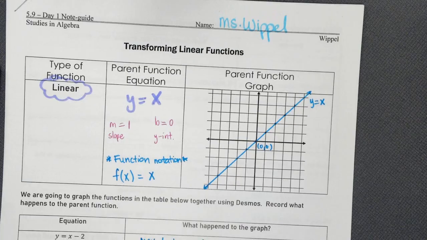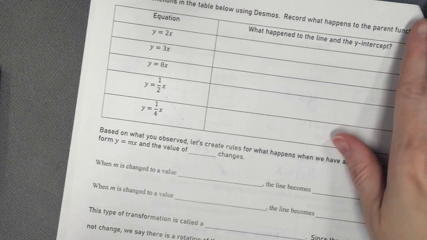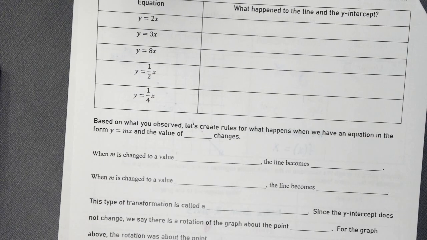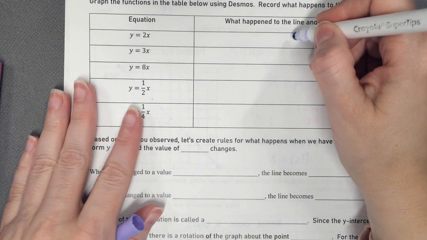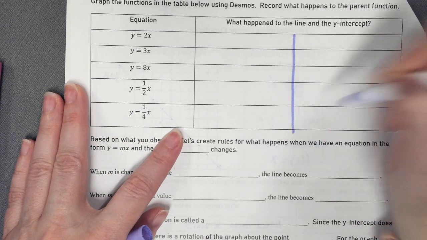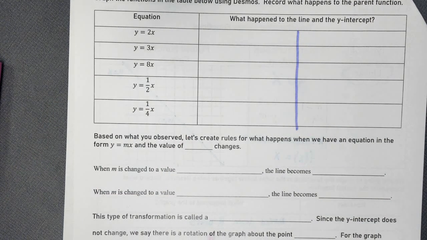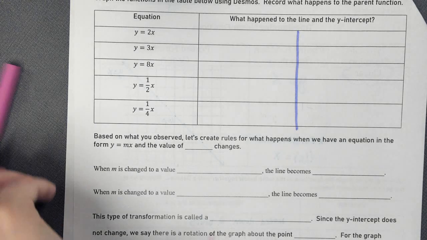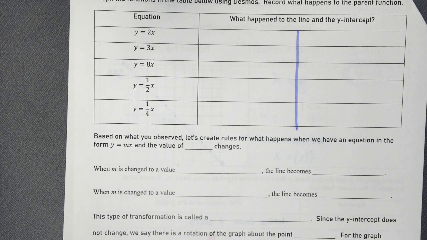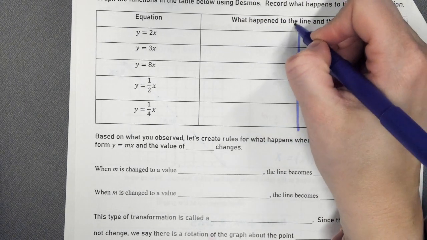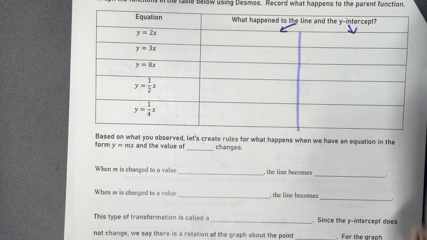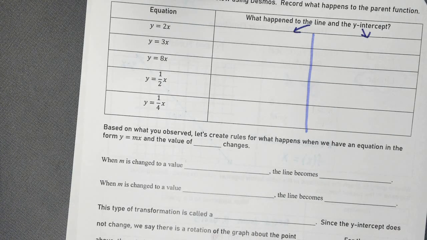Okay, so for this part of it, we're going to graph the functions using Desmos again, and then we're going to see what happens to the line and what happens to the y-intercept. Okay, so we're just going to cut this in half. Okay, and over here we're going to say what happens to the line. Here we're going to say what happens to the y-intercept, okay?